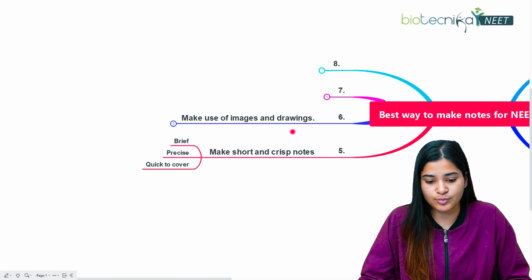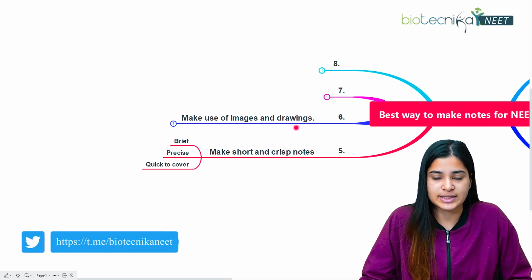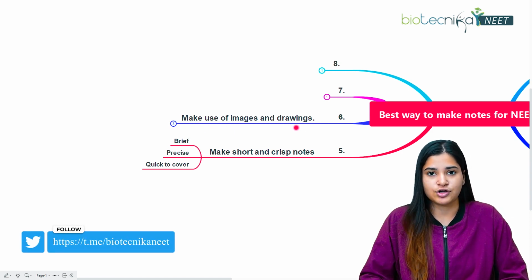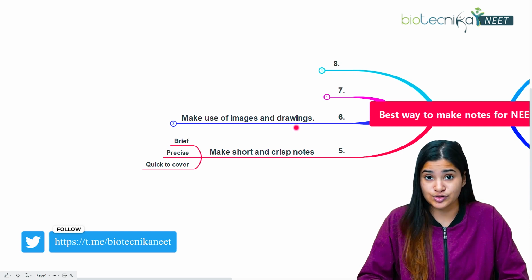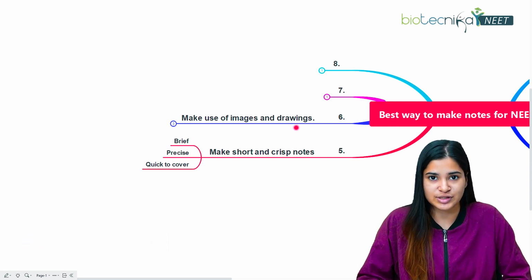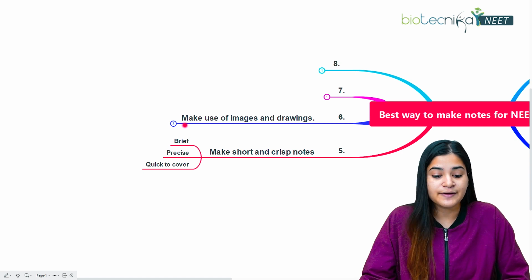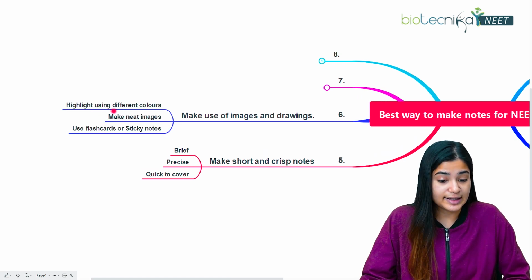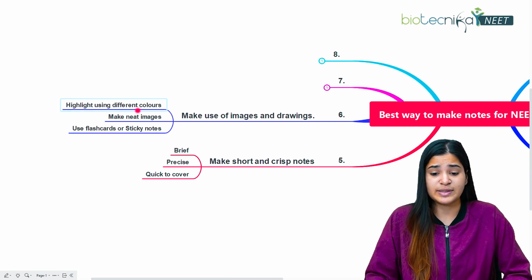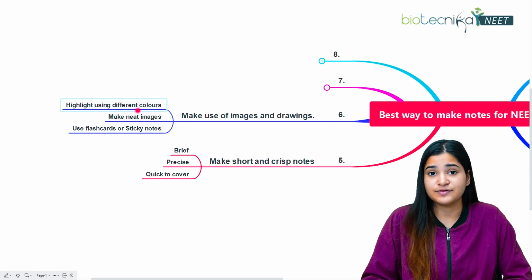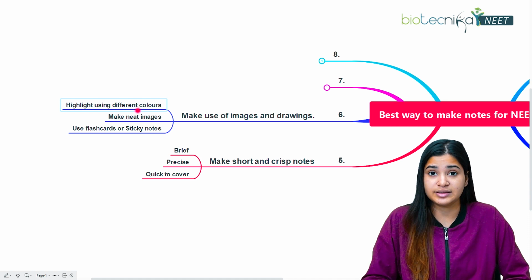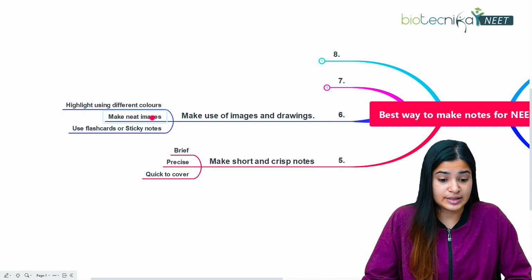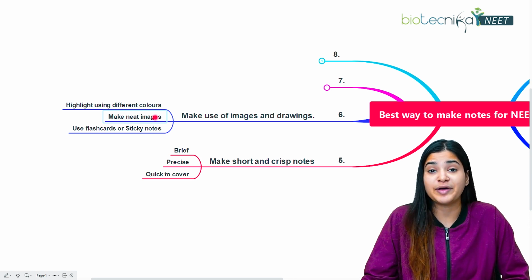The sixth important point is make use of images and drawings. Now, for the biology section, you have a lot to memorize, and you have diagrams which you need to understand and images that you need to interpret. For that, it's important to highlight using different colors. If you are making notes, you should highlight with different colors. You should make diagrams with different colors, and label the diagram properly with different colors. You should make neat images. Diagrams and images should be very neat, so that you can understand them.